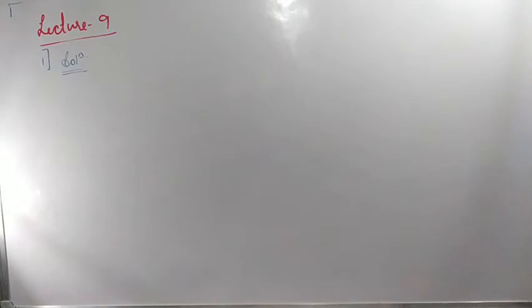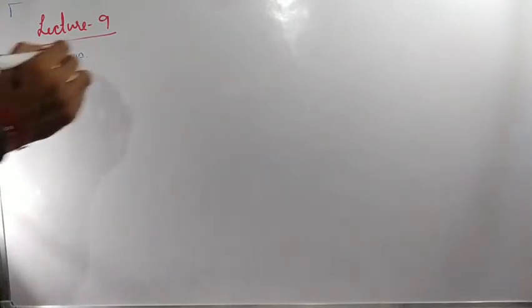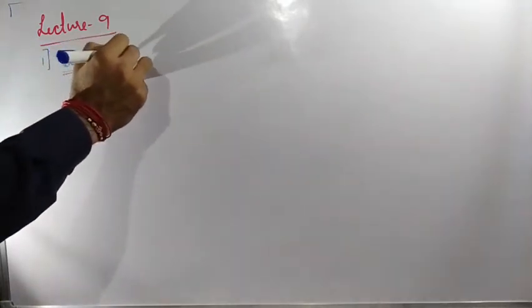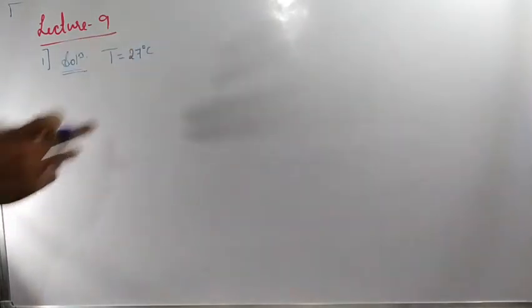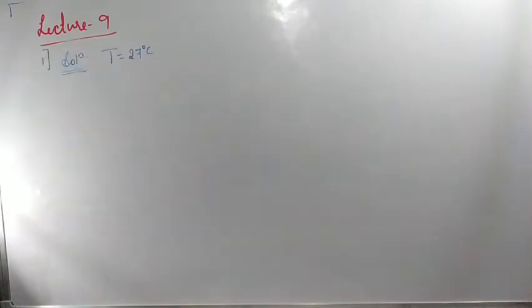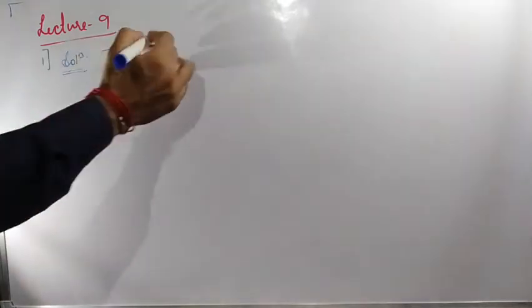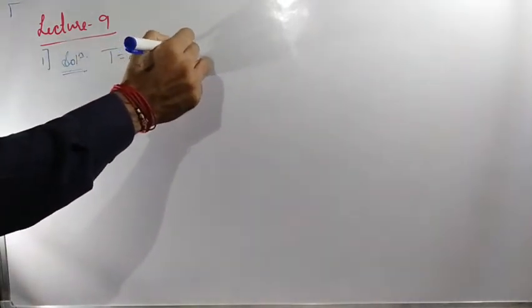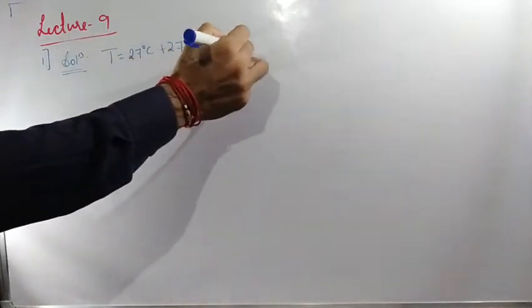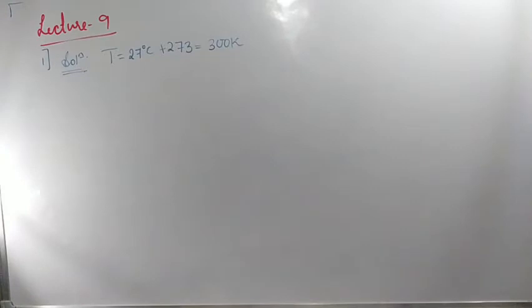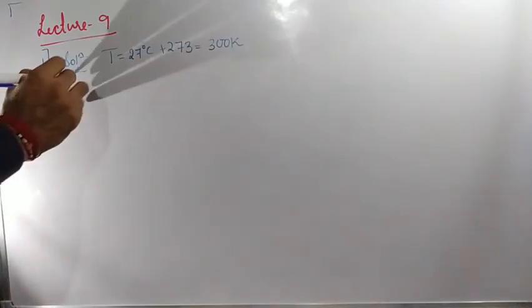Solution part. The temperature value they are telling is 27 degrees Celsius. So T is equal to 27 degrees Celsius. But we want this T in terms of Kelvin. So what I should do is plus 273, which will turn out to be 300 Kelvin. Clear?